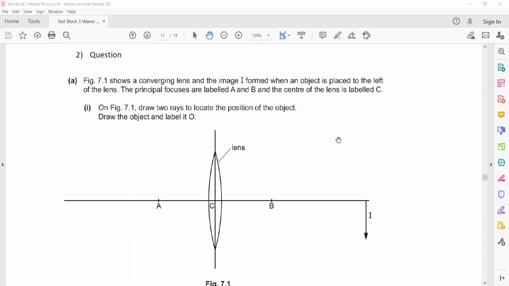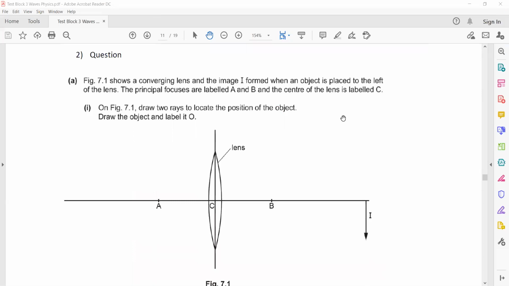In question 2, figure 7.1 shows a converging lens and the image I formed when the object is placed to the left of the lens. The principal focuses are labeled as A and B, and the lens is labeled as C. On the figure, draw two rays to locate the position of the object.